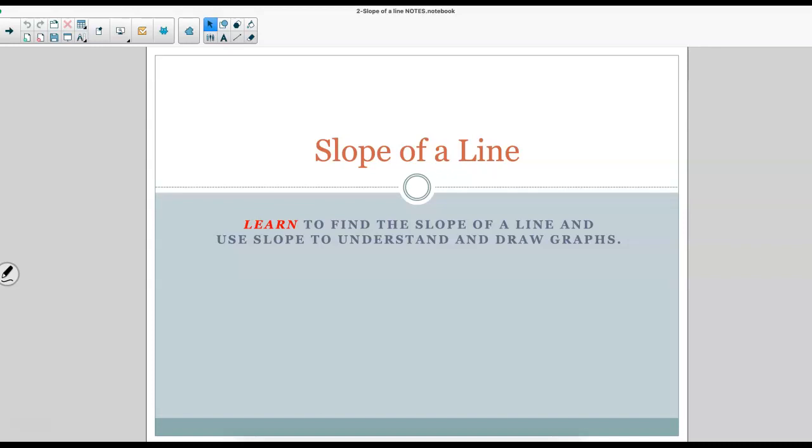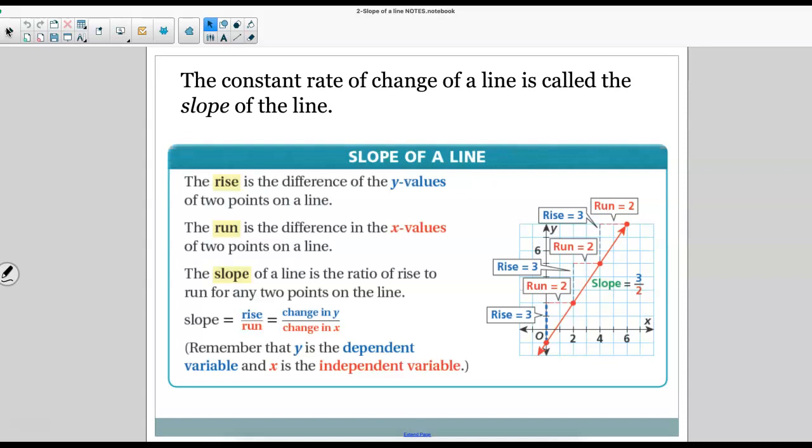looking at a graph. So, when we're looking at the notes on the first slide, it says the constant rate of change of a line is called the slope of a line. We know that. Slope is the rise over the run. This type of thing we've talked about already this year. Slope being rise over run.